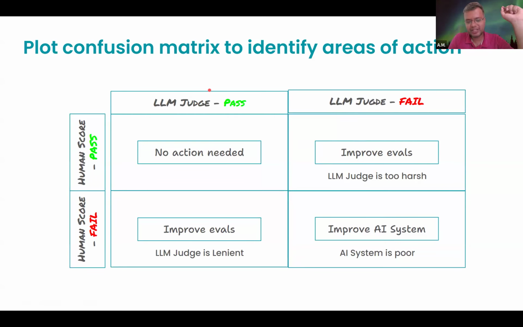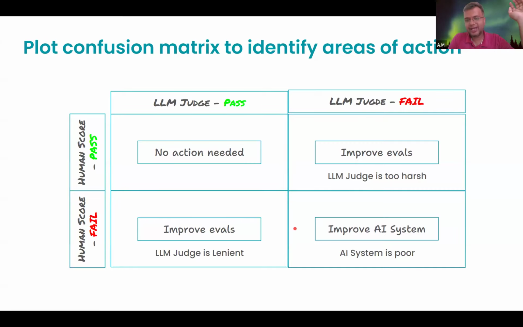Now the third case, where humans are saying that, no, absolutely it's a very, very bad response, but your LLM judge is actually passing it. And a lot of your outputs are coming and sitting in this specific criteria. This is one area where you should start improving your evals, because right now your eval is way too lenient. It's not doing the job it is supposed to do, right?